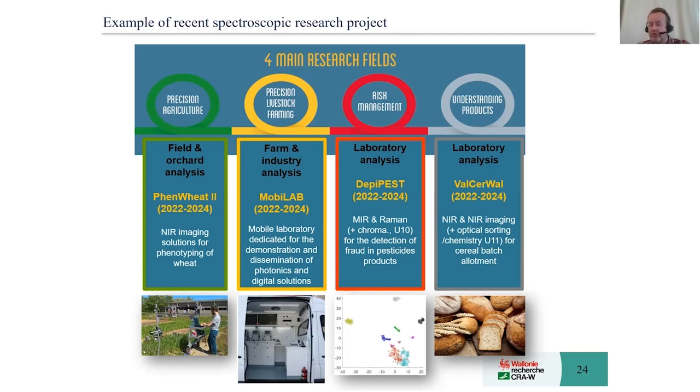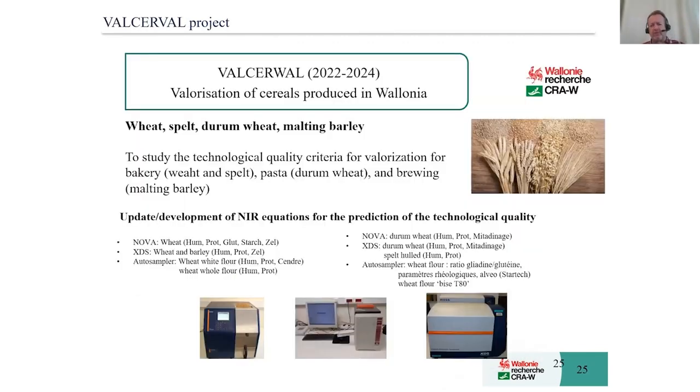We also use such a technique to detect fraud in pesticide. In this case, when I say pesticide, it is the raw material. There is also fraud there, and we try to be able to control at the border that all is okay. And last but not least, we have also the Valserval project, and this is a project on wheat and barley.